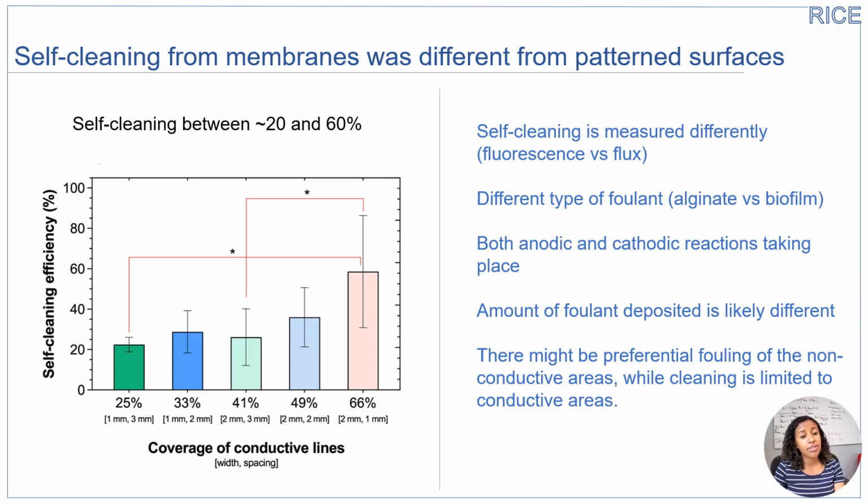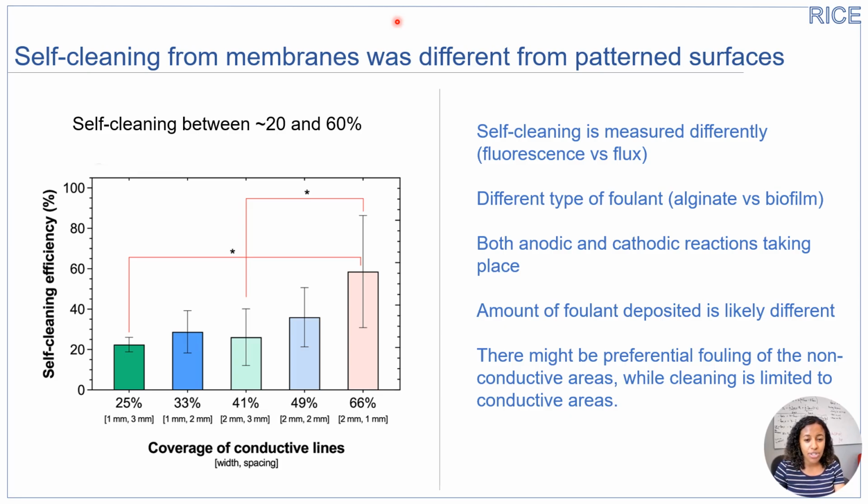Interestingly, the level of self-cleaning with the patterned membranes was very different from what we saw with the patterned surfaces, as you can see in the results here. For the range of the conditions tested, self-cleaning was between 20 and 60%, with only a few of the pairwise comparisons having statistically significant difference.